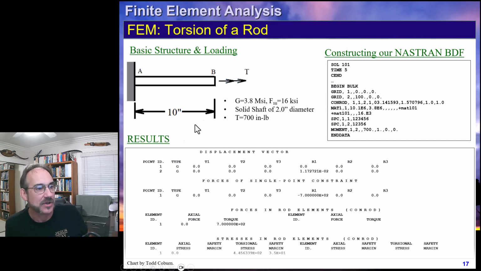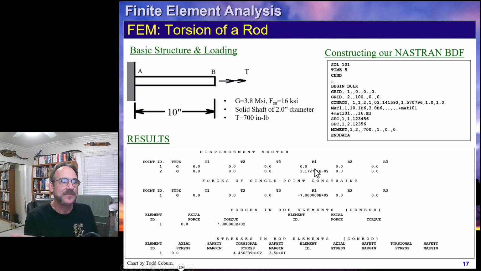Okay? Our results look identical to before, except now we're getting the results for the different model, the different loading. Our displacements, all we get is a rotation at that second node about the x now that's proportional. You can actually calculate the angle of twist, TL over GJ. You can actually easily check this by hand. You've got your constraints, which should be the opposite of that applied torque. You have the forces in the rod element, which happen to just be a torque now, and stresses.